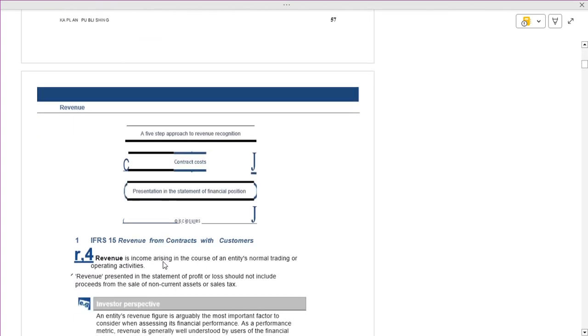What we are going to do: there is a 5-step process, which is very simple. It's a 5-step process to revenue recognition. We are also going to discuss the contract cost and how it has to be presented in the financial statements. When we talk about financial statements, it means the income statement and the statement of financial position.